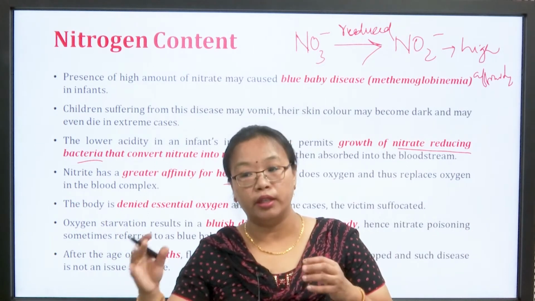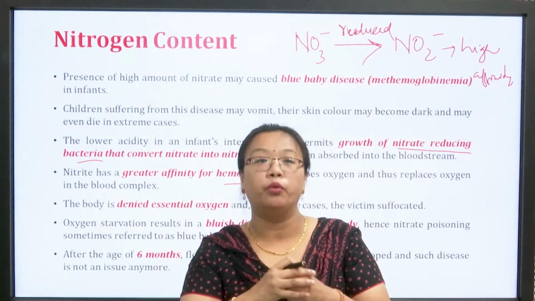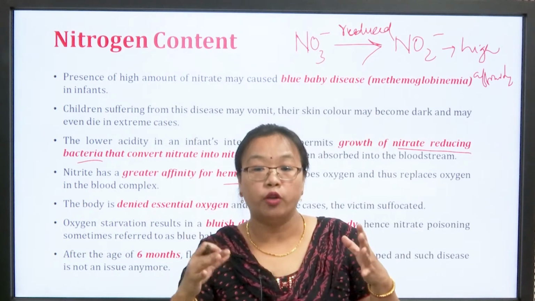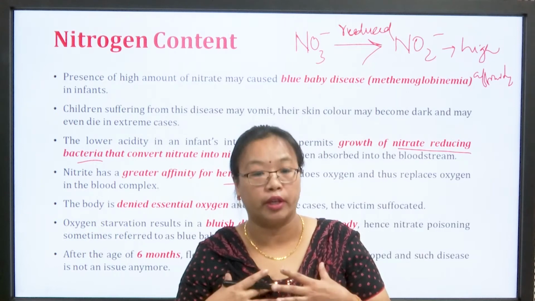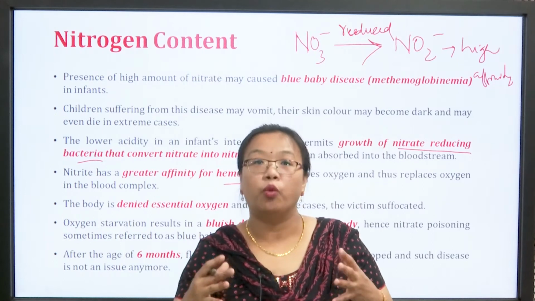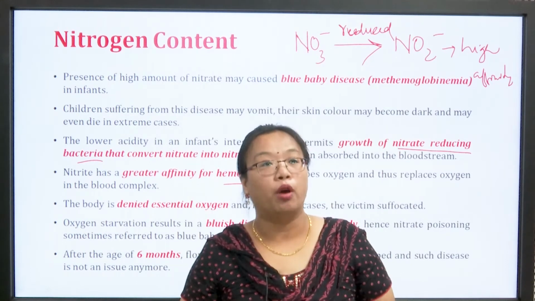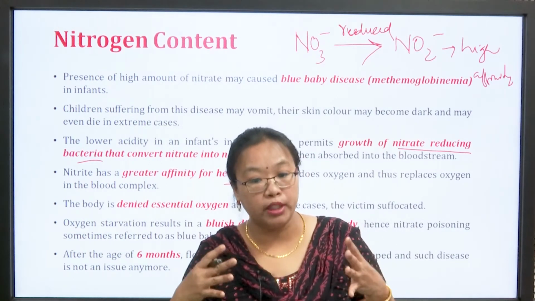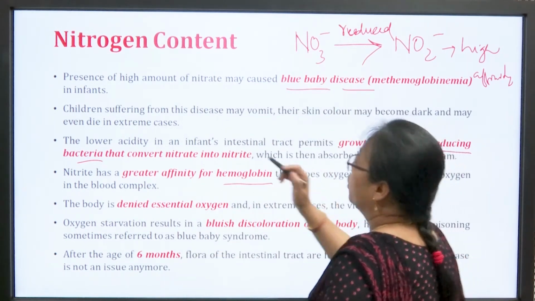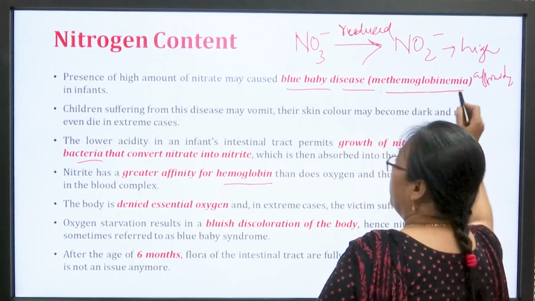So, what will happen here? The nitrite will bind with the hemoglobin and thus will not allow the oxygen to move from one body part to another. What will happen when you are not getting oxygen? You will suffocate, right. You will feel choked. That is exactly what is going to happen. And once you feel suffocated, your body will turn blue in color. So, the baby's body will turn blue, and that is why it is called blue baby disease. So, presence of a high amount of nitrate may cause blue baby disease or methemoglobinemia in infants.